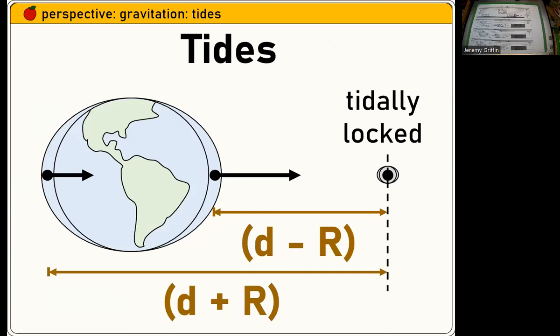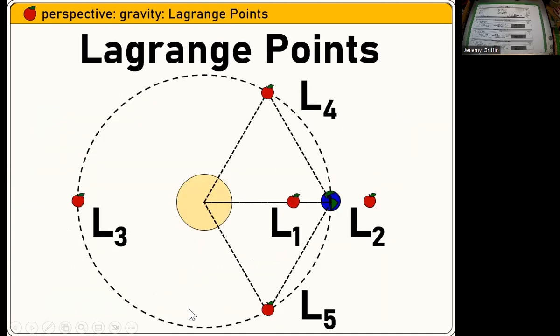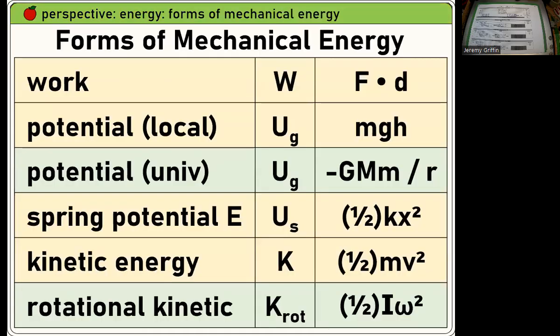Tides. I don't think AP asked about this either, but it's good to know. Say there's the Earth and the Moon. There's one surface that's closer to the Moon and one surface that's further away, so they experience different gravity forces. Lagrange points. Again, I don't think AP asked about this, but about a year ago, NASA sent up the James Webb Space Telescope. They have it orbiting this L2 point. These are points of gravitational equilibrium, sort of.